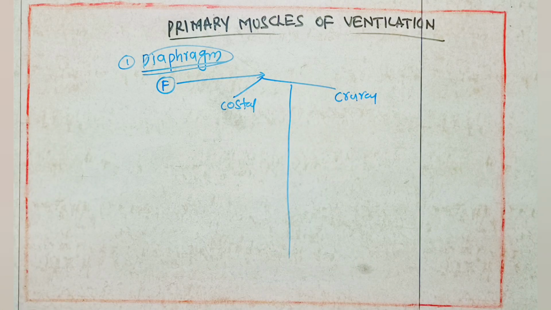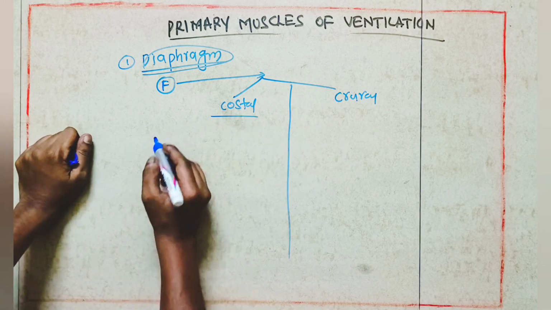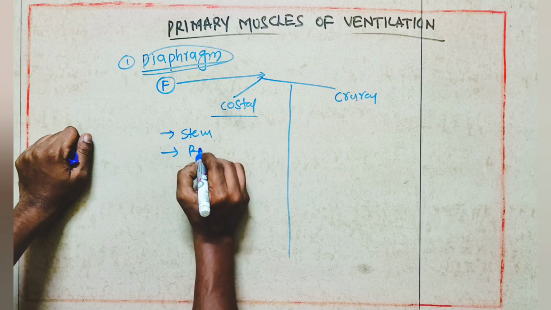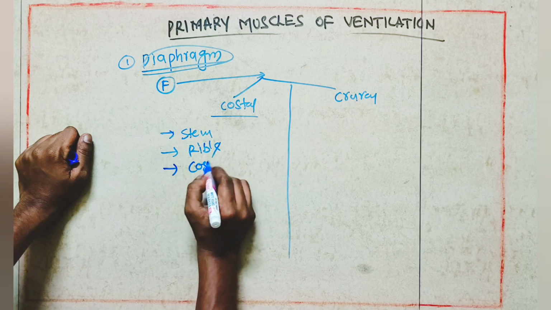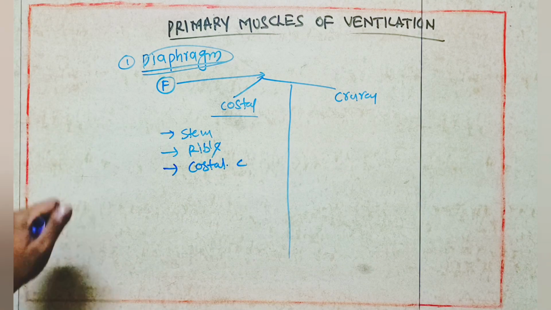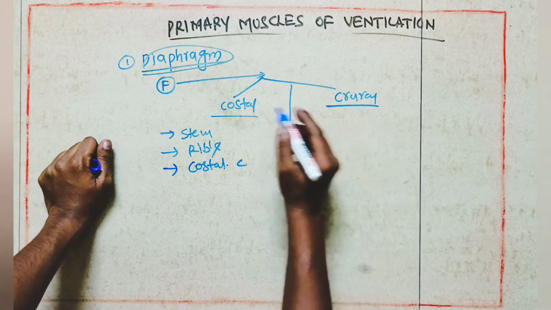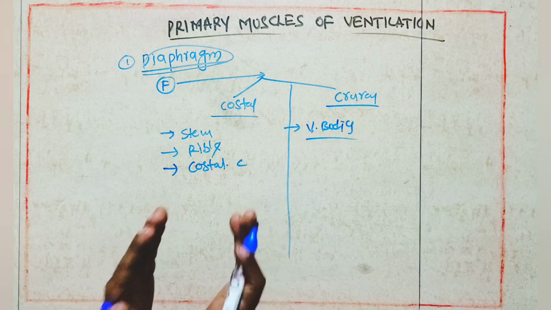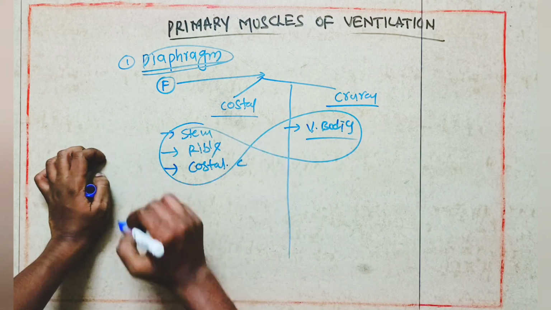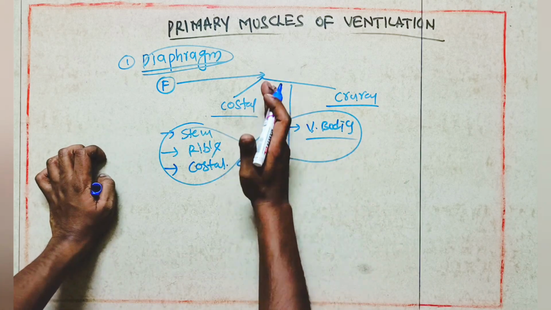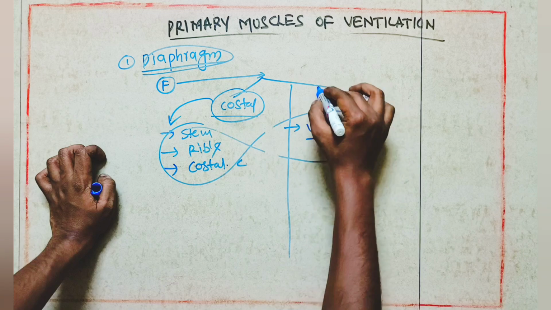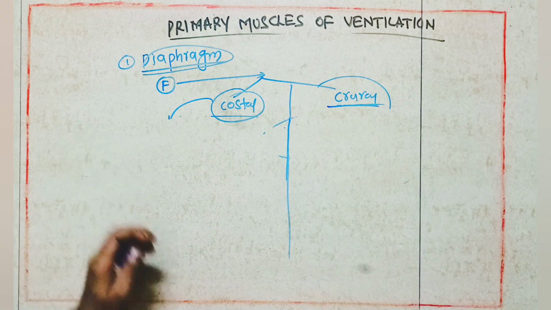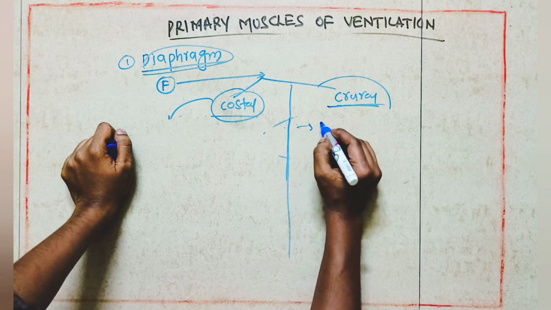In the costal portion, the diaphragm will be arising from the sternum, ribs, and costal cartilage. If we take the crural portion, the diaphragm will be originating from the vertebral bodies. Understood? If we see anatomically, the diaphragm comes from these four. Functionally, the costal portion of the diaphragm comes from this area, and the crural portion will come from these areas, from the vertebral bodies.